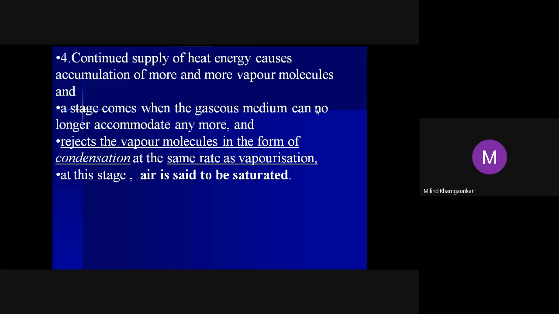Whatever water molecules have got deposited over the surface of the water body, they will condense as they become more and more dense. They will form a huge vapor body which cannot accommodate more vapor molecules from the water body, and this condensation rate or accumulation rate is the same as the rate of vaporization. What will happen at this stage?